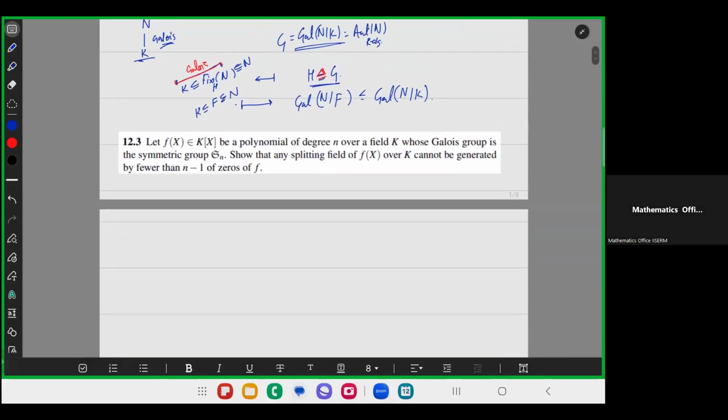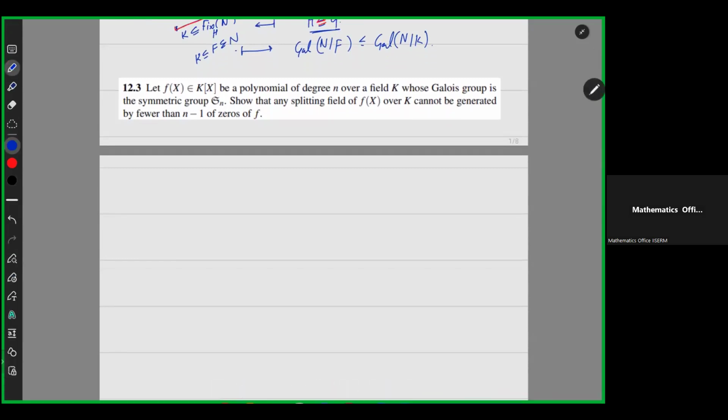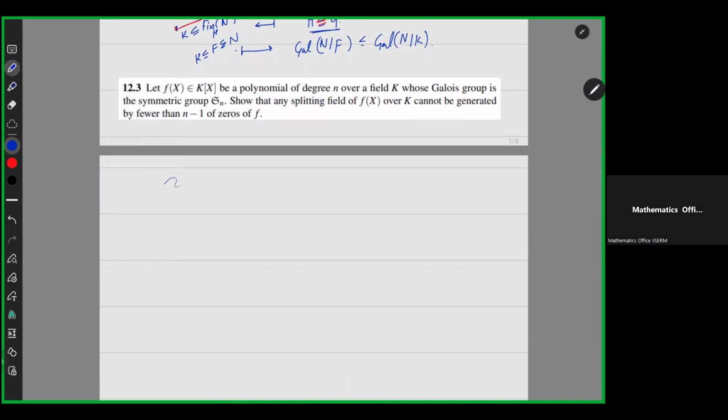Okay, so the next question is about a polynomial in K[x] of degree n, whose Galois group is the symmetric group Sn, so that any splitting field of F(x) cannot be generated by fewer than n minus 1 zeros of F. Okay, so first of all, let's say we have the zeros of F in some splitting field.